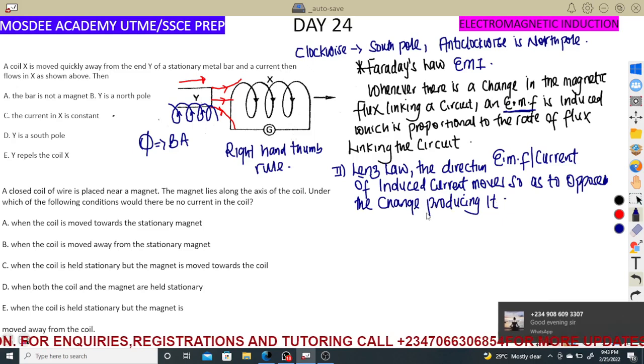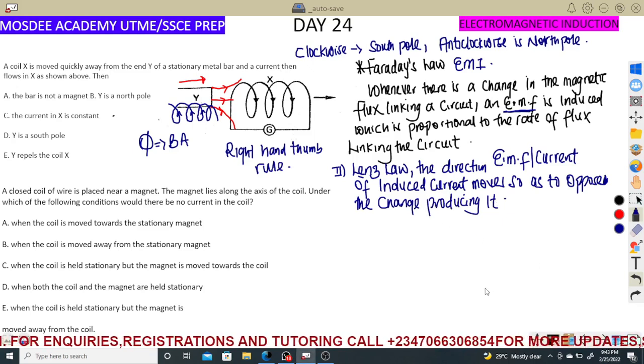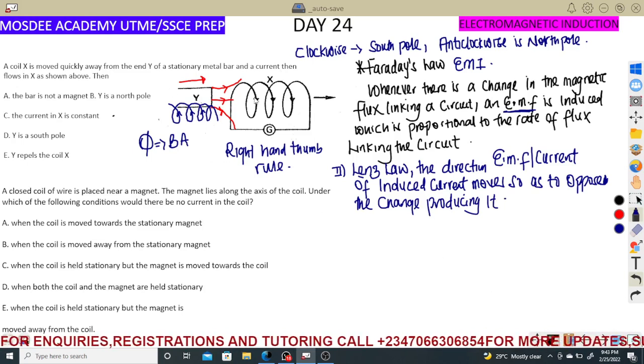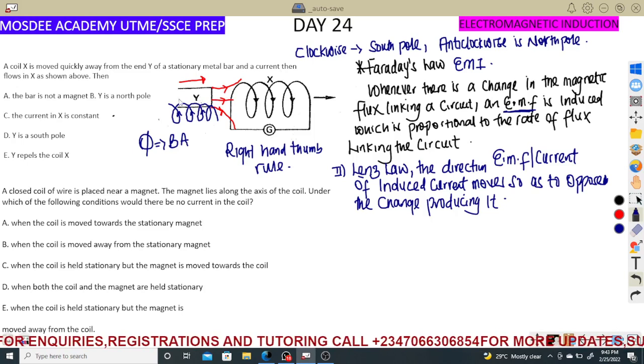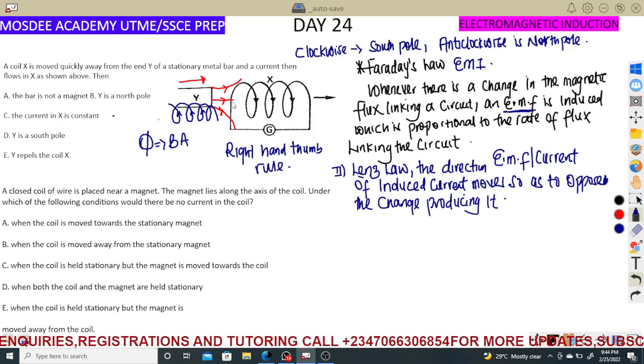So induced EMF or induced current always moves in such a way that it opposes the direction of the current generated. Now, if I move the magnet close to the coil, the flux increases, and I'm going to see a kind of clockwise movement. That I said anti-clockwise movement, which means the direction of what I have here will be the north pole, if I'm moving this towards the magnet. I'm going to have a north pole.